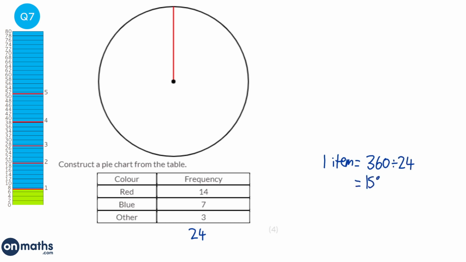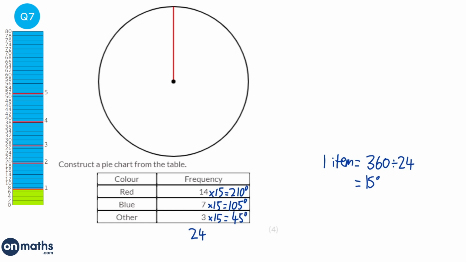So each item is worth 15 degrees, or will take up 15 degrees. So to find out the angle for red, well, we've got 14 items, times it by 15, and that will give us 210 degrees. And we're just going to times each of these by 15, which will be 105, and the final one times 15 is 45 degrees. Add them up and they add up to 360, which is good. They need to add up to 360.